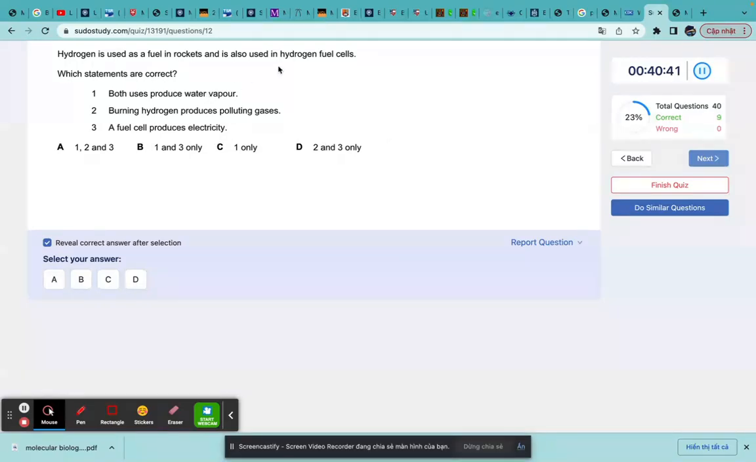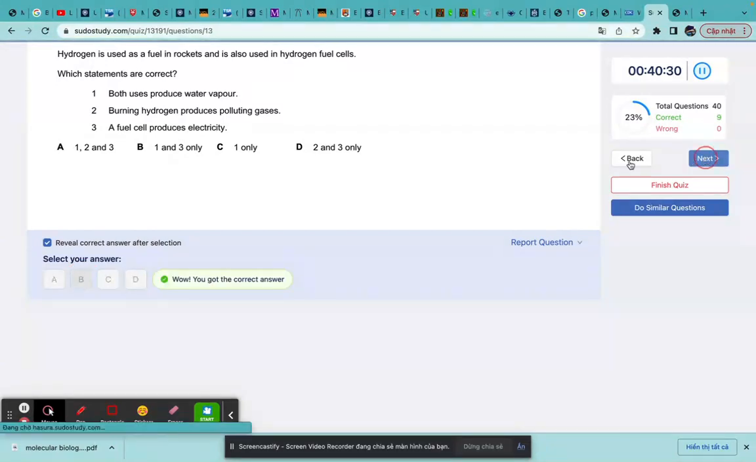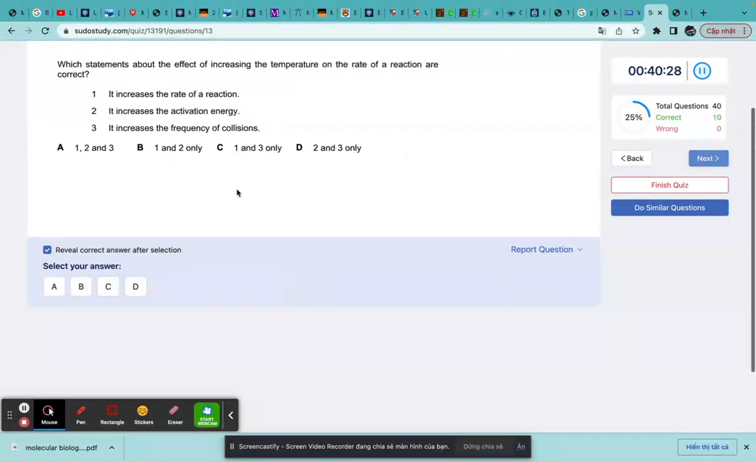It both produces water vapor, because it's a hydrogen fuel cell, which will create water, and it does not produce polluting gases, and it produces electricity, which makes it B. It does not increase the activation energy, so which is C.